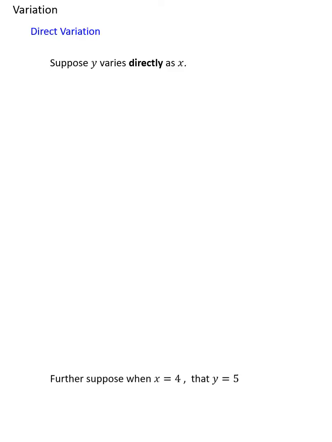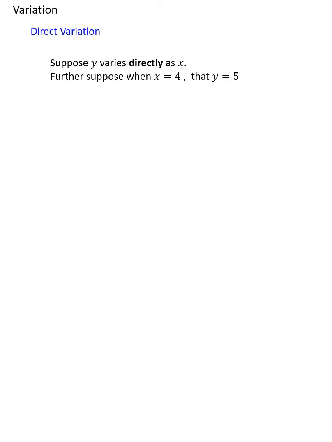Now let's take a look at our first example, and we'll look at an example of a direct variation problem. Suppose we have two variables, x and y, and suppose there's a direct variation between them. Further suppose that when x is 4, y is 5. And we want to find the value of y when x is 6.